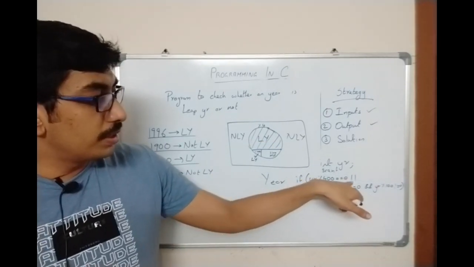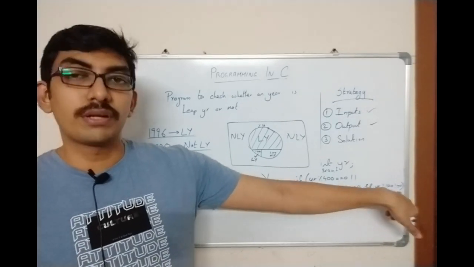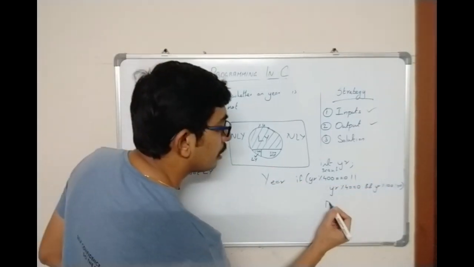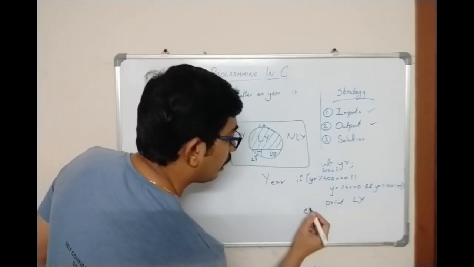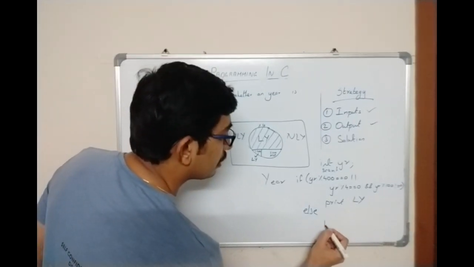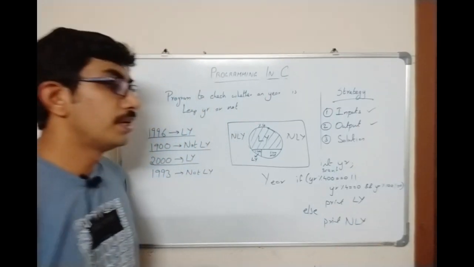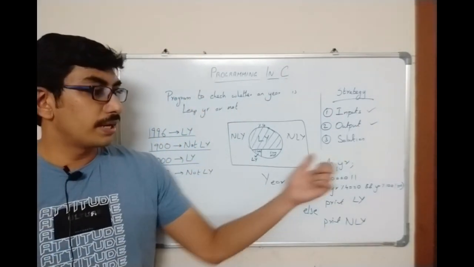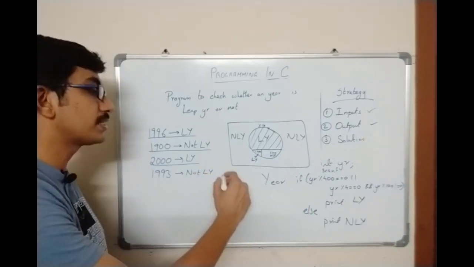So if year mod 400 equal to 0 or year mod 4 equal to 0 and year mod 100 not equal to 0, then what you can say? Then you can print it is a leap year. Otherwise you can print it is not a leap year. So this will be the logic. You can write a code with proper syntax. Okay, I hope the logic is clear for you.